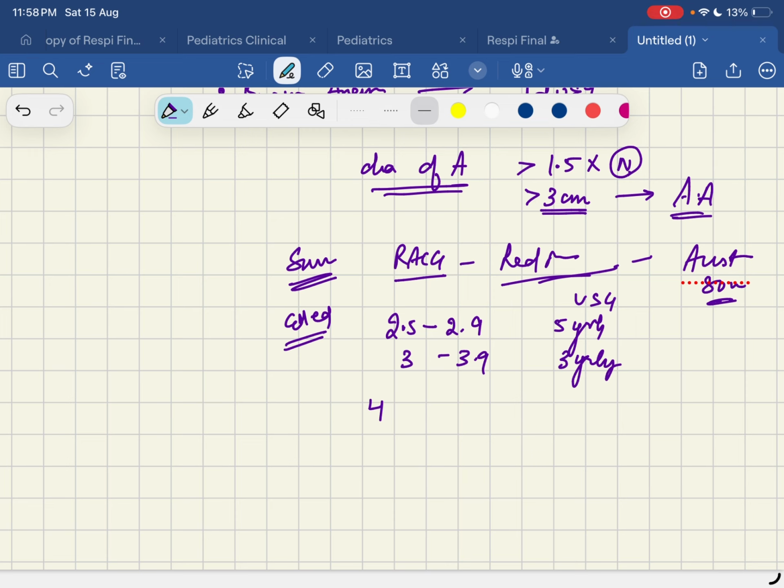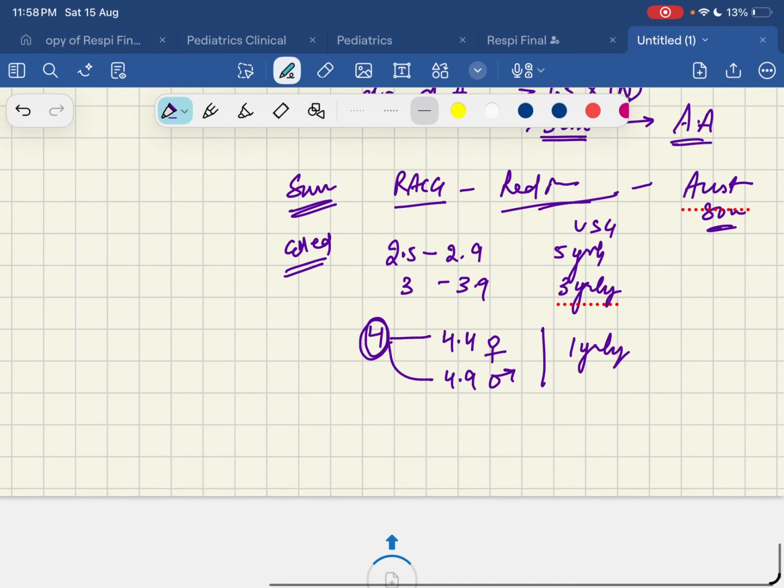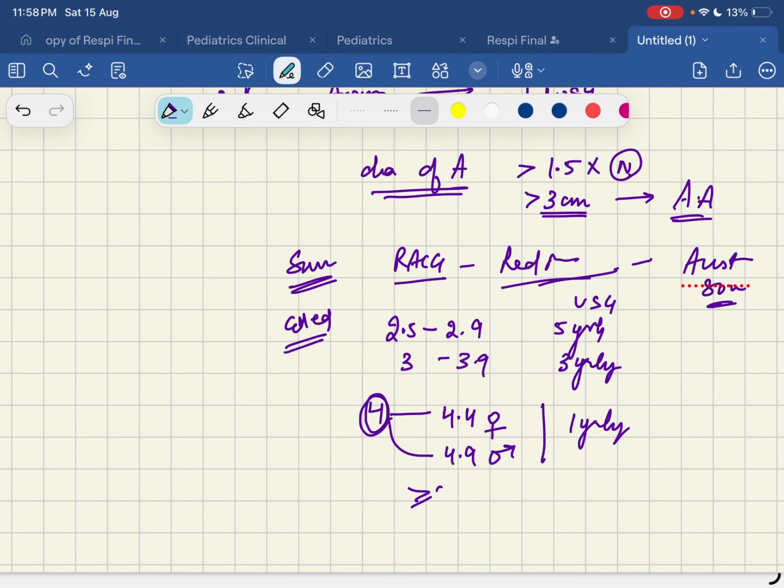If it is 4, now it's different in males and females. See, after 4 it gets different. If it is 4 to 4.4 in the case of females, or 4 to 4.9 in the case of males, you have to go for a 1-yearly ultrasound. Or if it is more than 5 in the case of males, or more than 4.5 in the case of females, you go for a 6-monthly ultrasound.